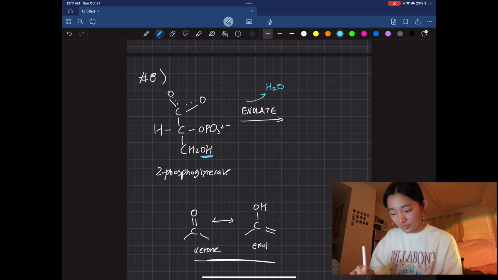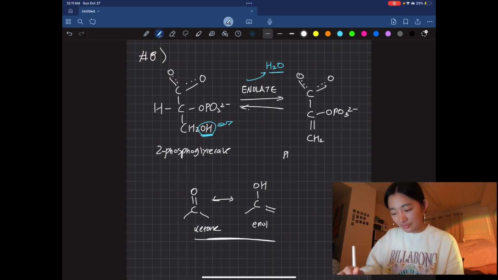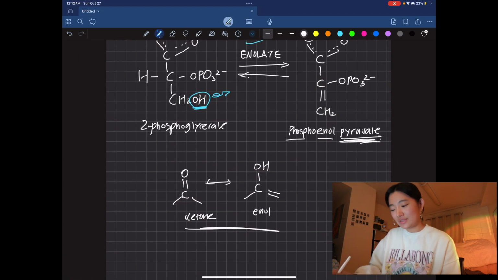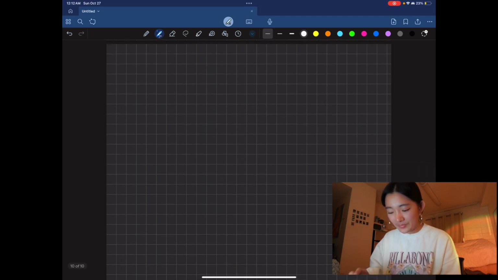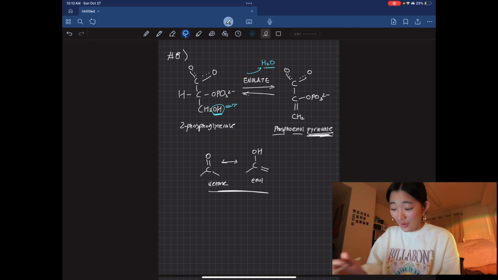Where does that water come from? It's going to be this thing that's going to leave. So this is going to be our phosphoenol pyruvate. The end is near. We finally got to something that remotely looks like our pyruvate. And remember, we're doing all of this to make a pyruvate. So we're so close, bro.